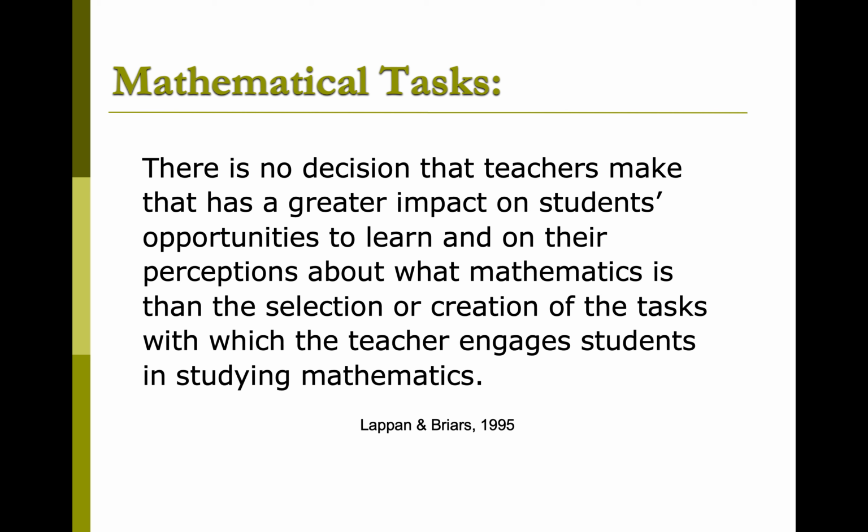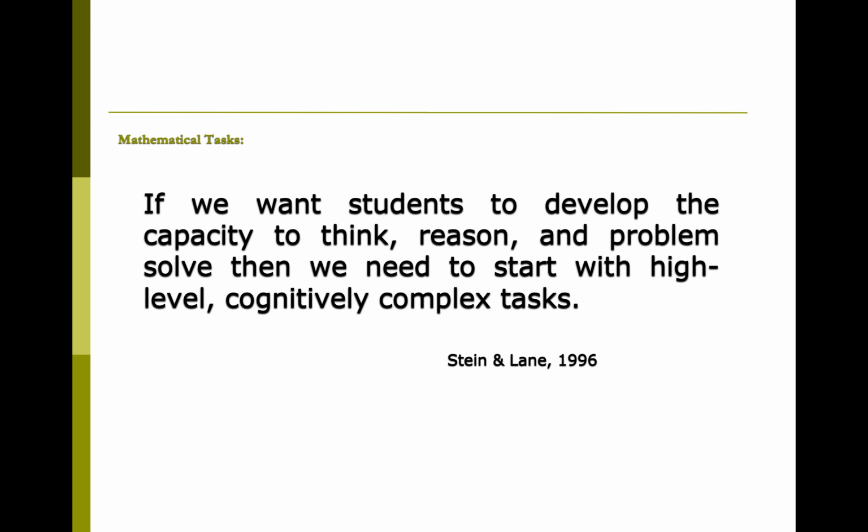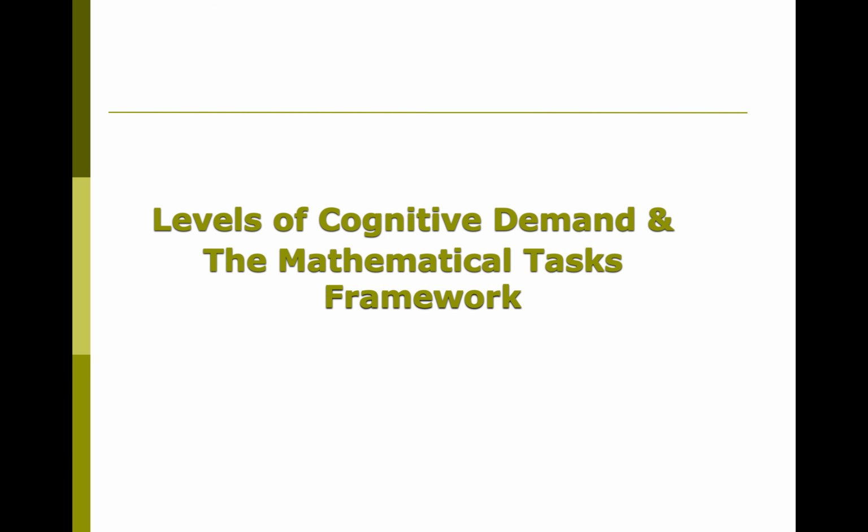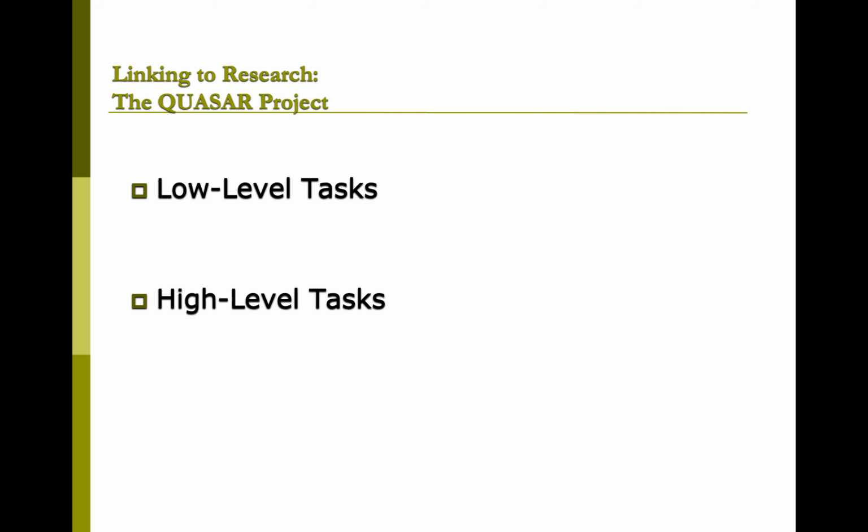It's so important to understand what a task does, what type of thinking a task elicits, and what the possible outcomes of that task are. So it's extremely important. Okay. We also know that if we want students to develop this capacity to think, reason, and problem solve, we need to start with tasks that have a high level of cognitive demand. Okay, so we're going to talk about what this is in terms of cognitive demand, and we're going to apply it to a framework that'll help us think about how we can determine the level of tasks.